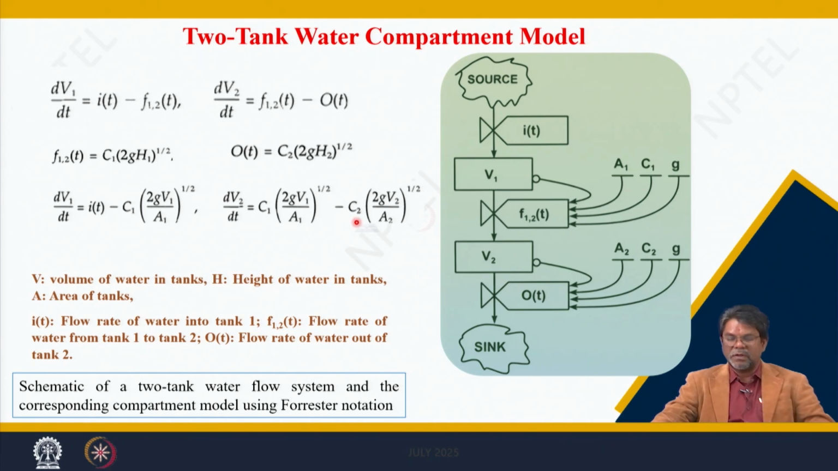Now, if you see F1 to T, the flow rate of water from tank 1 to tank 2, that depends on the volume of water in tank 1, the area of tank 1, the proportionality constant C1, and the gravitational constant. So, these are the parameters and variables that influence the flow rate of water from tank 1 to tank 2.